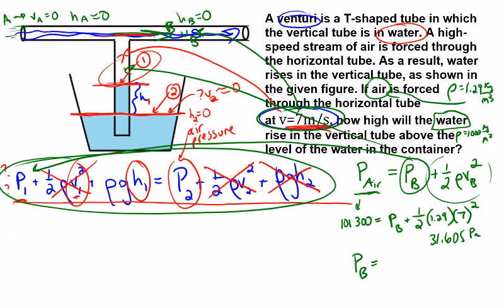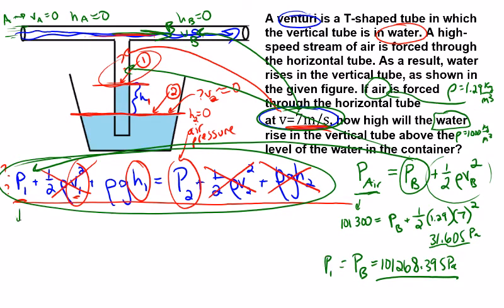So PB is going to be 101,300 minus this value. I'm not going to round anything right now. I'm going to go ahead and leave it as 101,268.395 pascals. The reason why is this is so small, it doesn't seem like it does very much, but it does actually decrease the pressure. So I need to make sure I have that. So now I can put that over here as P1.